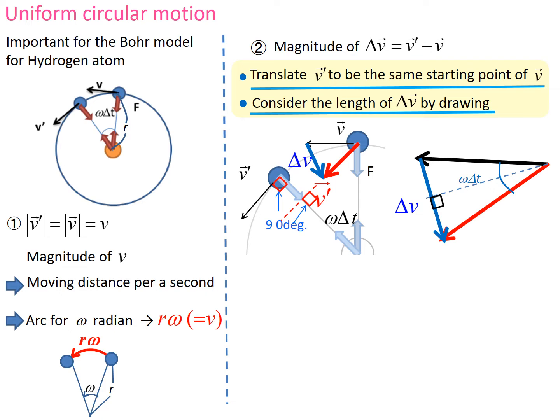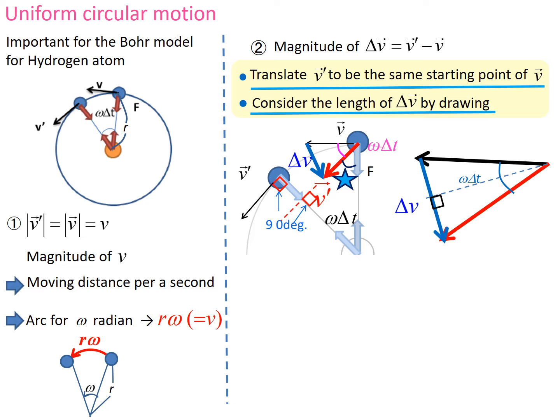To do this, we need to consider the angle at which v and v prime meet. This angle is 90 degrees because it is tangent here. Also, because we translated it, it is now 90 degrees. If this angle is represented as a star mark, since it is a right triangle, the star mark plus omega delta t is 90 degrees. This angle is also 90 degrees because of the tangency. Because the star mark plus omega delta t is 90 degrees, the angle formed by v and v prime is also omega delta t. We will look at this part and determine the length of the delta v vector.